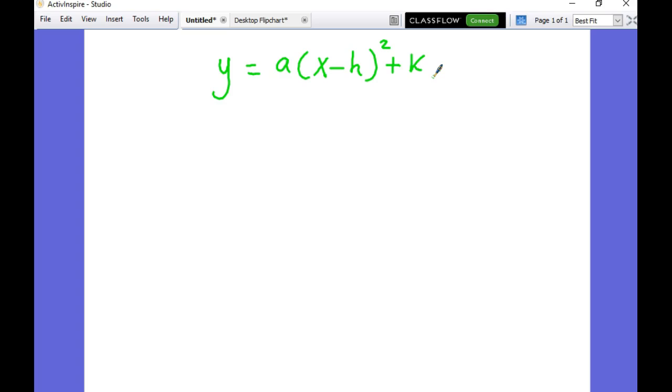Okay, what do the h and the k represent? The length. Now on our picture, we know our vertex, don't we? What's the vertex of our picture?